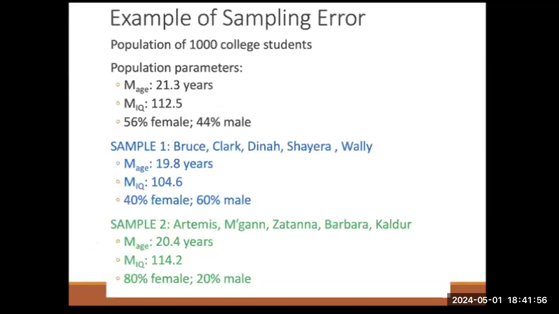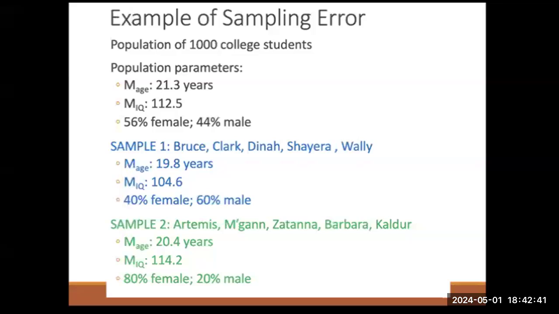Let's say we had 1,000 college students, and the population parameters are that the mean age is 21.3, the mean IQ is 112.5, and of this population, 56% are female and 44% are male. Let's take sample one, and we just take 5 students: Bruce, Clark, Dinah, Shayera, and Wally. When we looked at them, the mean age was 19.8 years, the mean IQ was 104.6, and in that sample, we had 40% female and 60% male. As you can see, this does not match up with the population parameters.